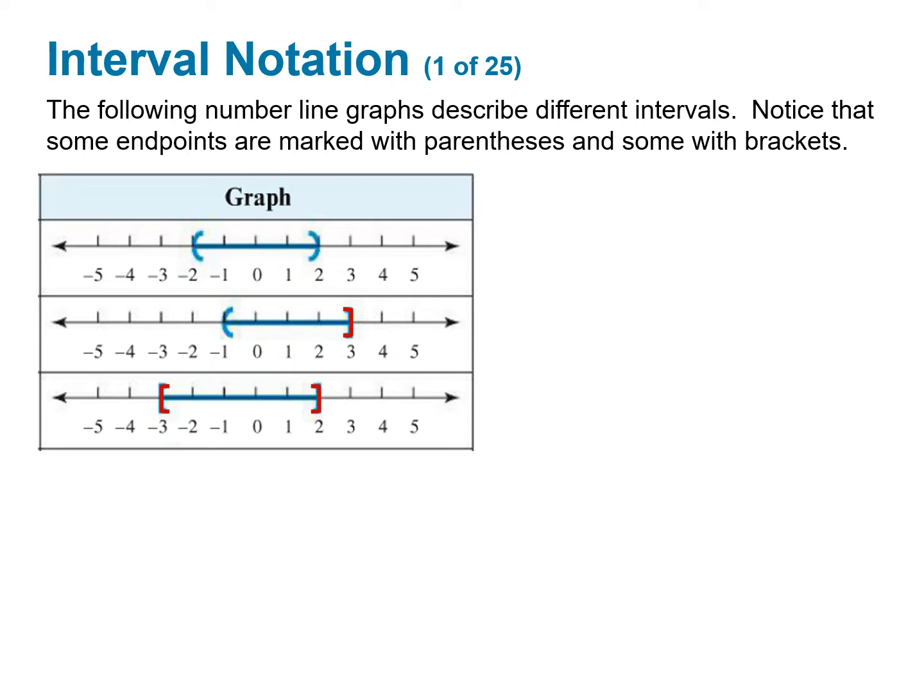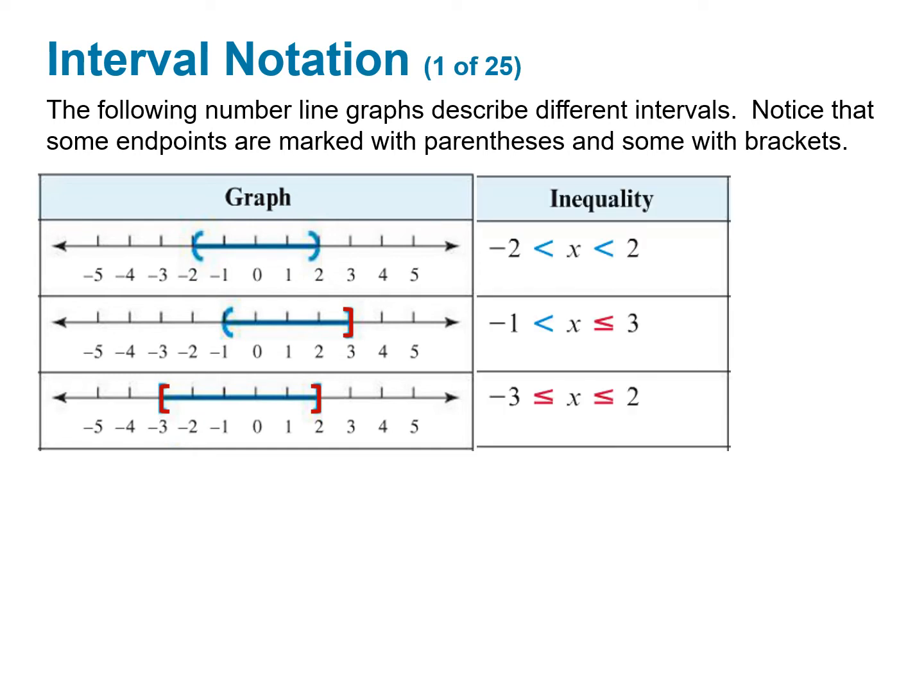Sometimes they're marked with parentheses and sometimes they're marked with brackets. These are parentheses in the first one, whereas the brackets are the red pieces that look more like plugs into a wall. The difference here is that when you have a parenthesis, that means we're going up to that number, but not including that number. So parentheses do not include endpoints.